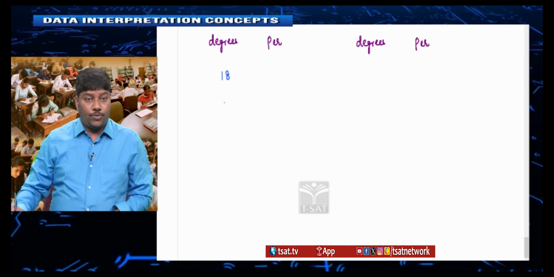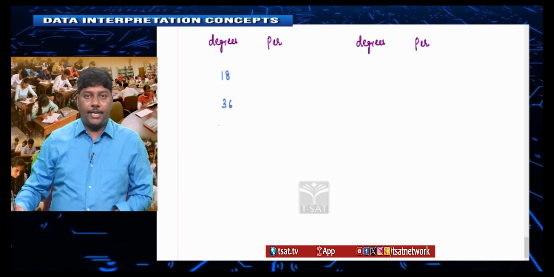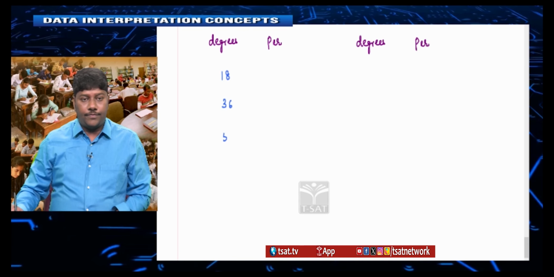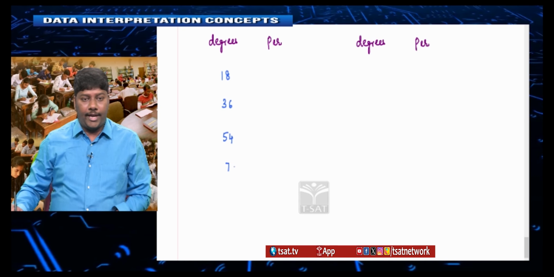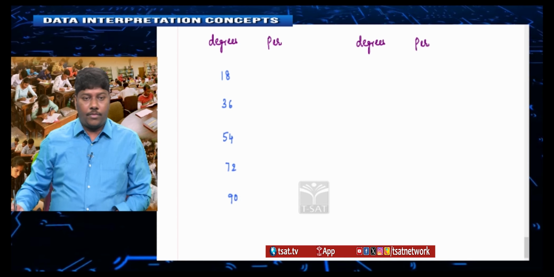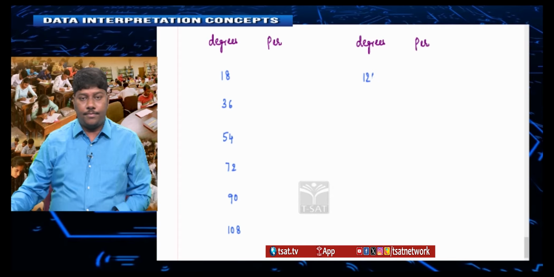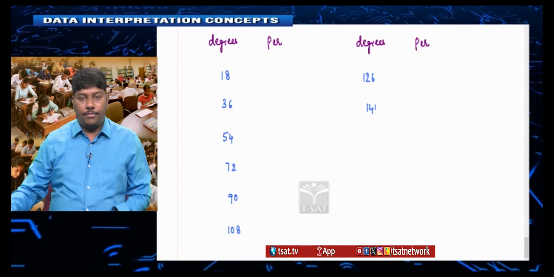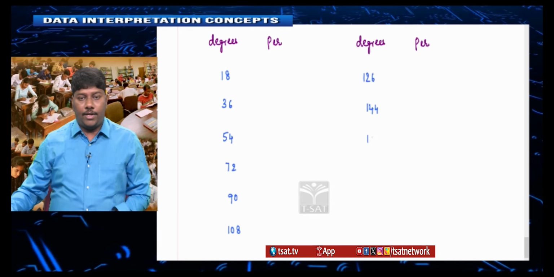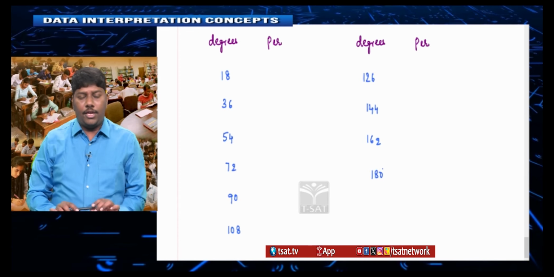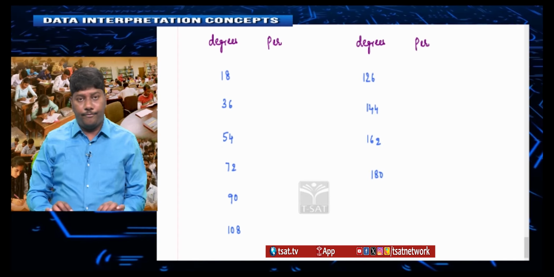18 table is very important in terms of your data interpretation and as well as in your time and work. 18, 36, 54, 72, 90, 108, 126, 144, 162, 180. I want you to know each and every number in 18 table. It will be very helpful.